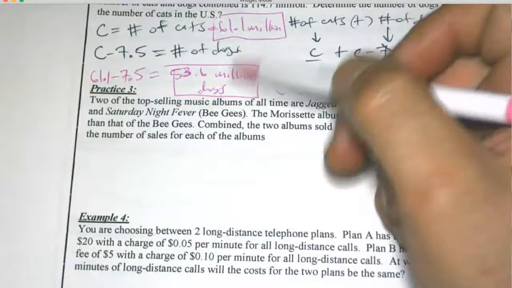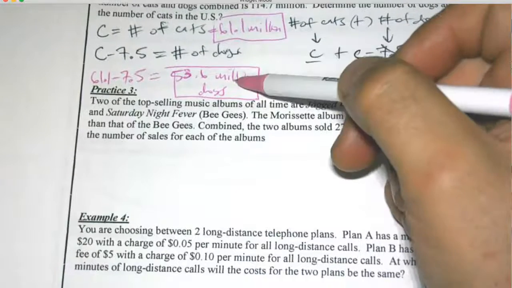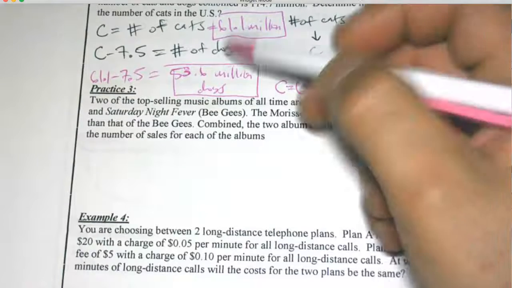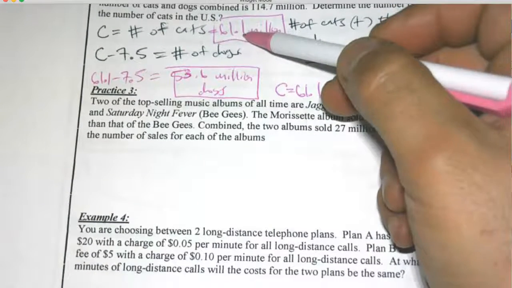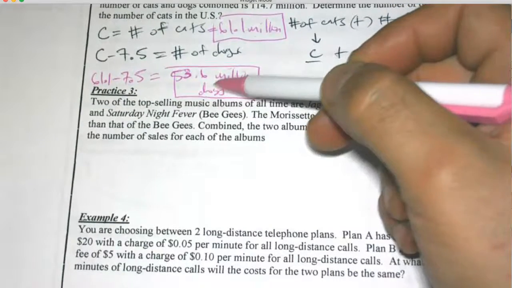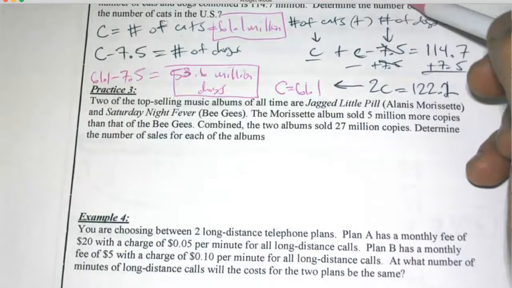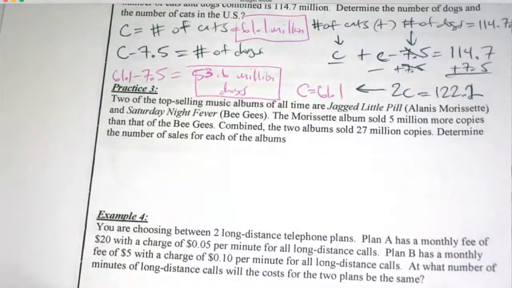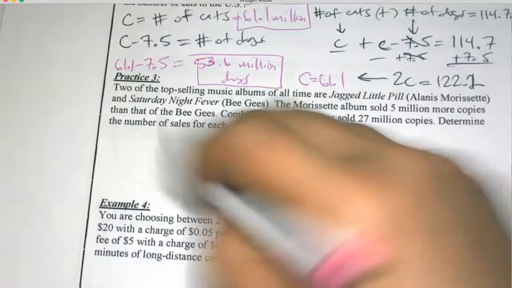If you add the number of cats and the number of dogs, it should add up to 114.7. Another thing you can do is subtract 61.1 minus 53.6, and that'll let you know that 7.5 million is the difference. Yet another surefire way to see if you did it right or wrong. This next one's very similar.